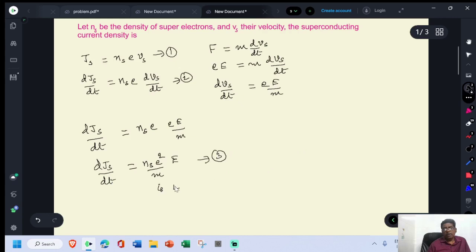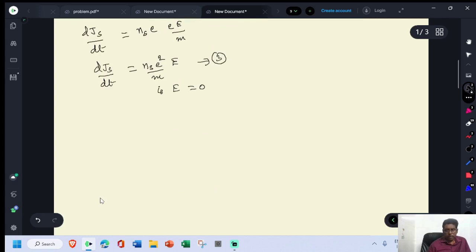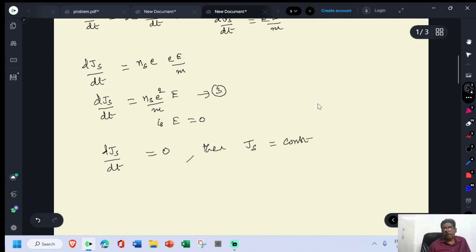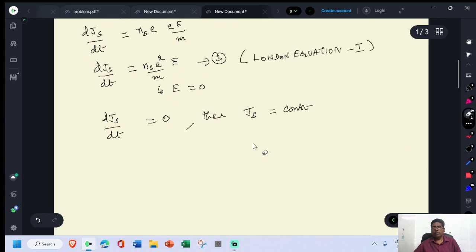If E equals 0, then the value of djs by dt equals 0, then Js equals constant. Equation 3 is called the first London equation, London equation 1. If E equals 0, djs by dt equals 0, that is, the rate of change of current density equals 0. But the current density is a constant. Therefore, Js is a constant.